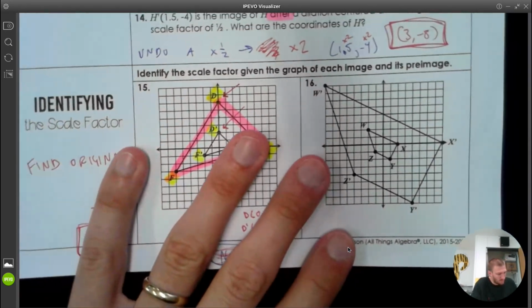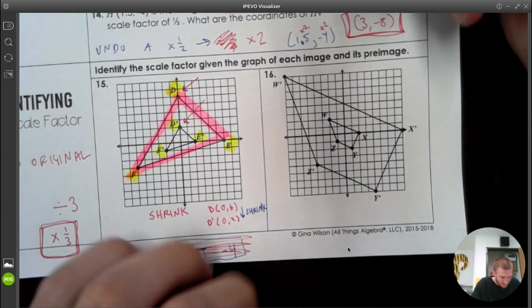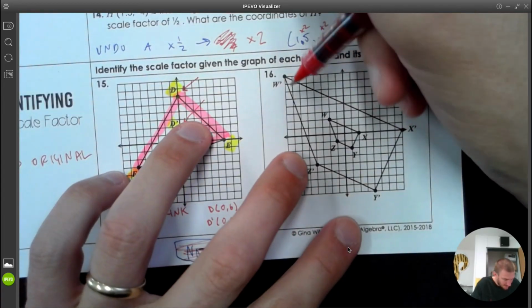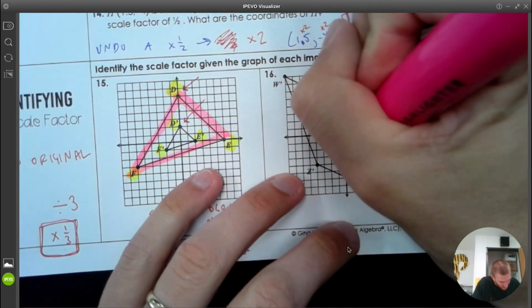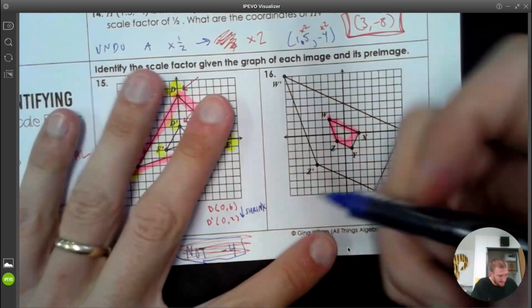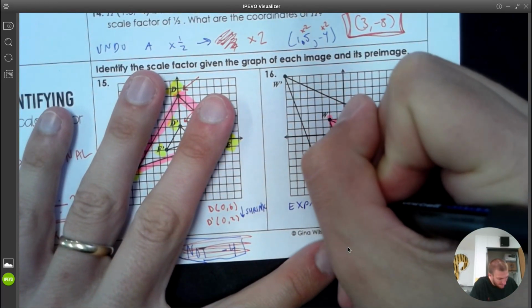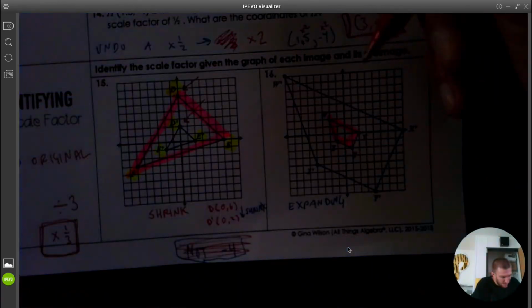Let's do one more question, and we'll go quickly on this one. Let's find any points that we want. It doesn't matter. Maybe I'll choose this W here. I do want to make sure I find the original. This is the original. That means that this is a clear expanding question. So this is an expanding question.